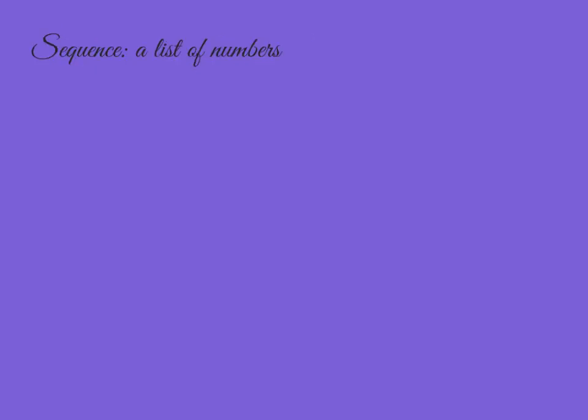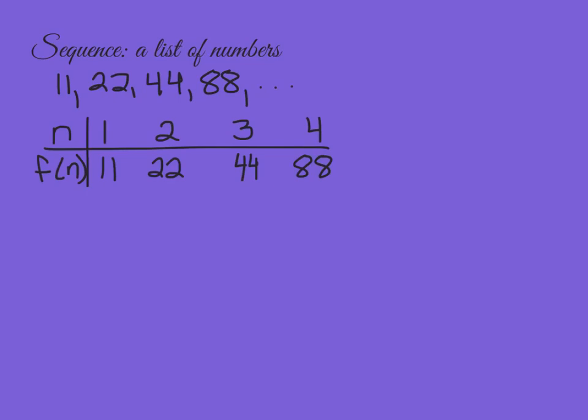Alright, we're first going to start by defining a sequence as a list of numbers, any list of numbers at all. An example of a list of numbers could be 11, 22, 44, 88, etc. Alright, but now to make a geometric sequence, I'm going to first put these numbers in a table.